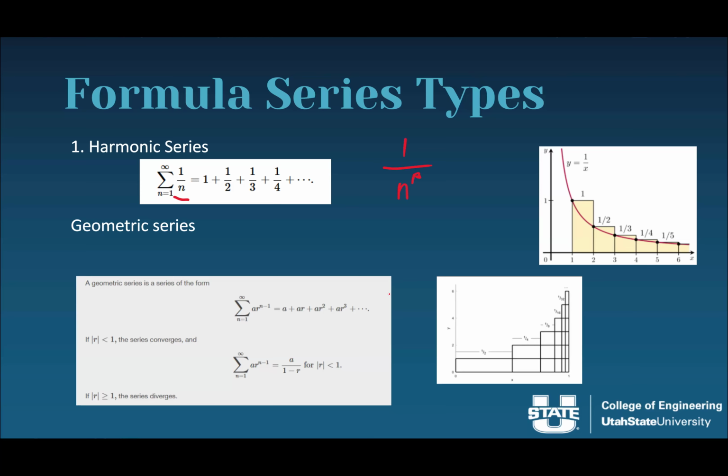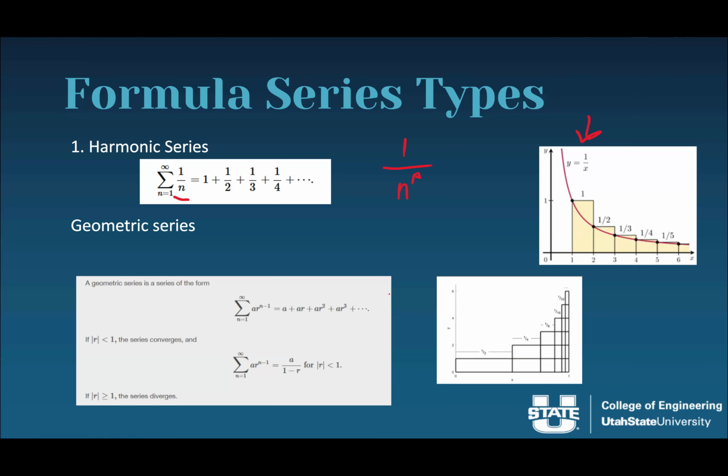And that's one that also comes up a lot when we're using comparison tests, because it's an easy one to make comparisons to, right? And as you can see, this is our graph of what the 1 over n graph looks like. Basically, if n is to a high power, then this graph converges to 0 fairly quickly. And so that's why it converges.